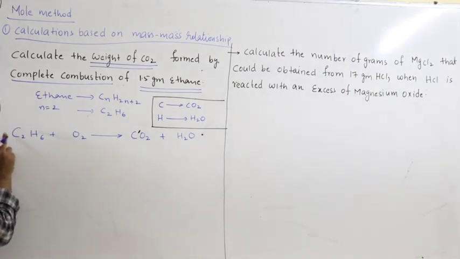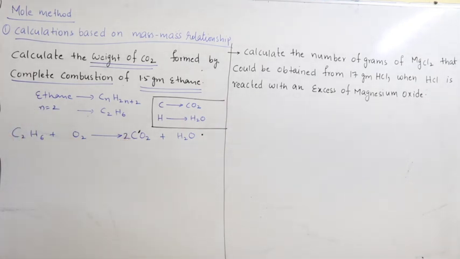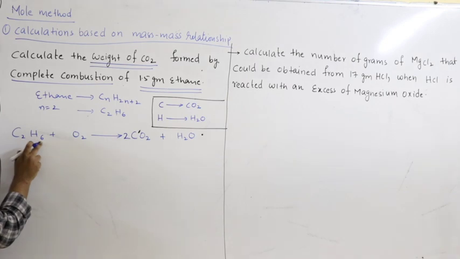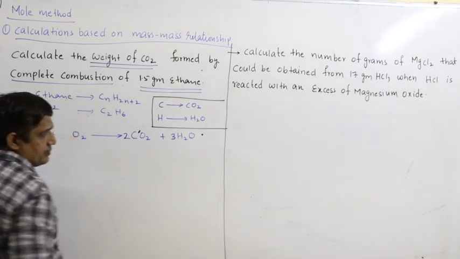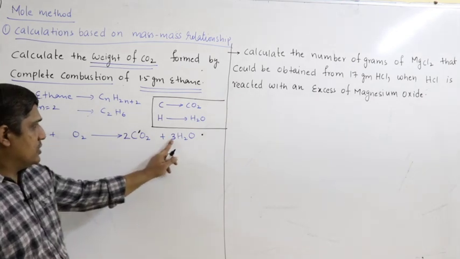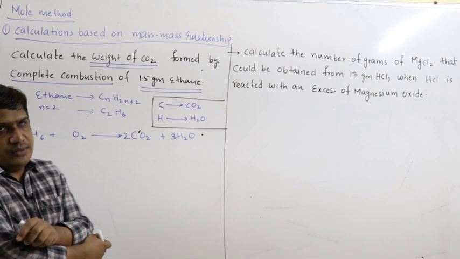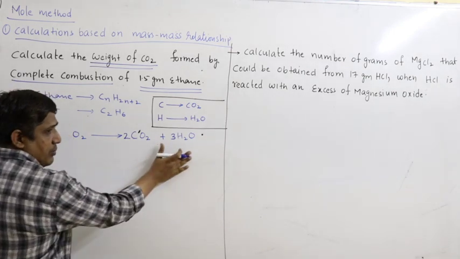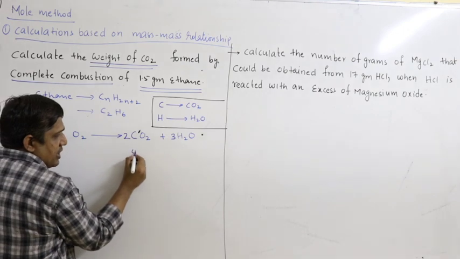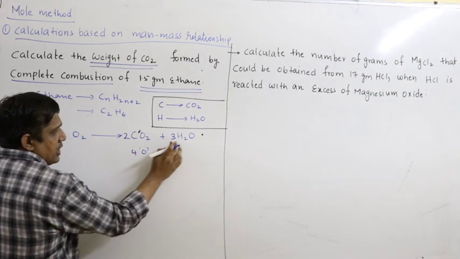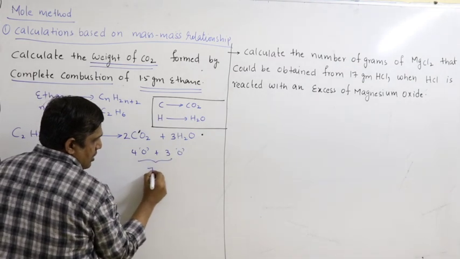So there are 2 carbons, 1 mole contains 2 carbons, therefore I will write here 2. Next, 1 mole contains how many hydrogens? 6 hydrogens. Here we have 2, therefore I will write 3. 2 carbons, 3 into 2, 6 hydrogens. At last you balance oxygen. How many oxygen? First count the number of oxygen atoms on the product side. 2 into 2, 4 oxygen atoms. Here you have 4 oxygen atoms, right? Here you have 3 oxygen atoms, right? Add, total 7.